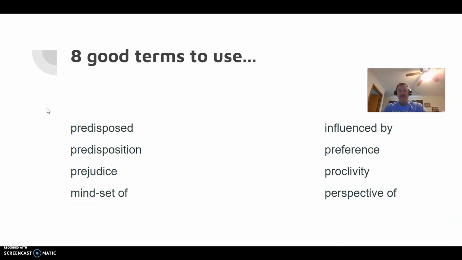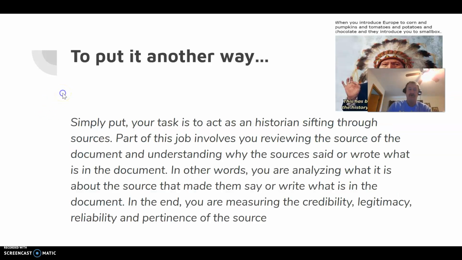All right, I've given you these terms before. As I said, the big don't when it comes to analyzing point of view: you don't want to use the word bias, especially without explaining why. So here's some better terms: predisposed, predisposition, prejudice, mindset of, influenced by, preference, proclivity, and perspective of. Those are good words to use instead of just the word bias.